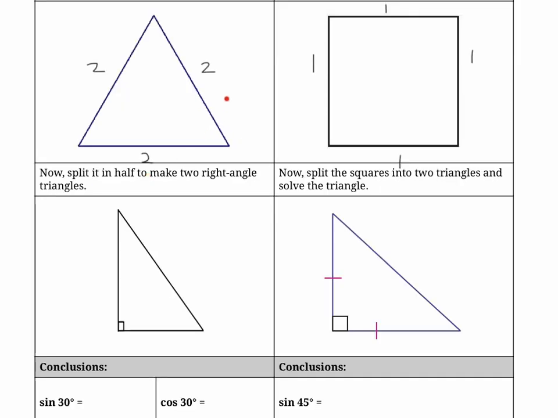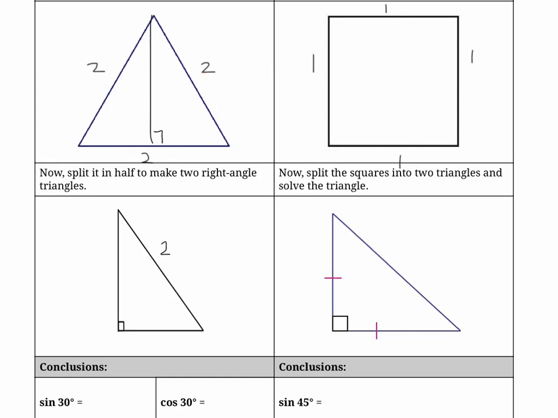Taking a look at this first shape here, it now says split it in half to make two right angle triangles. So it's like if we were to take a line and bring it right down the middle, making a right angle triangle here. What would the dimensions be? Well, we can see this right angle triangle is represented right here. So let's fill in what we know. What we know is this side length is 2. How about the bottom side length?